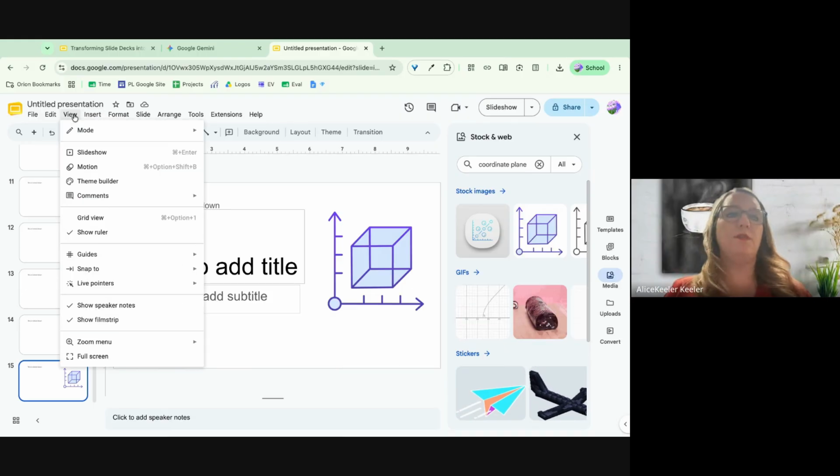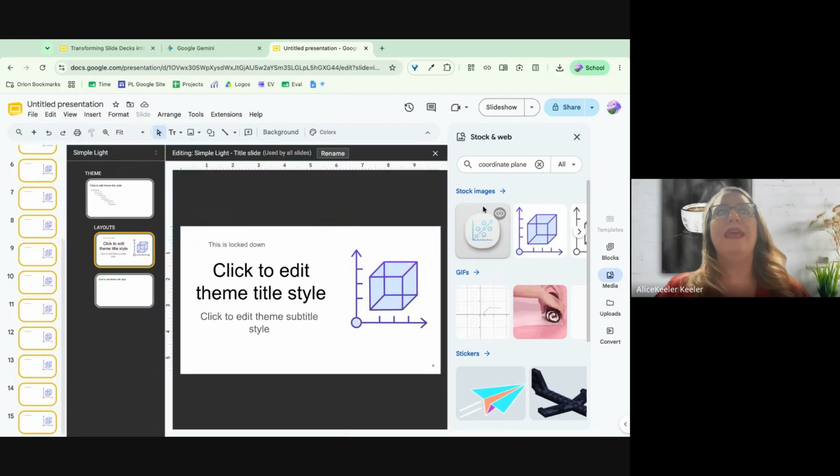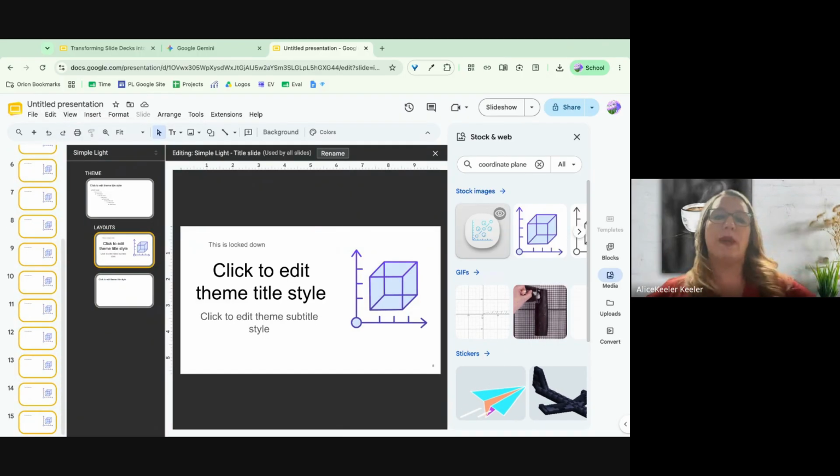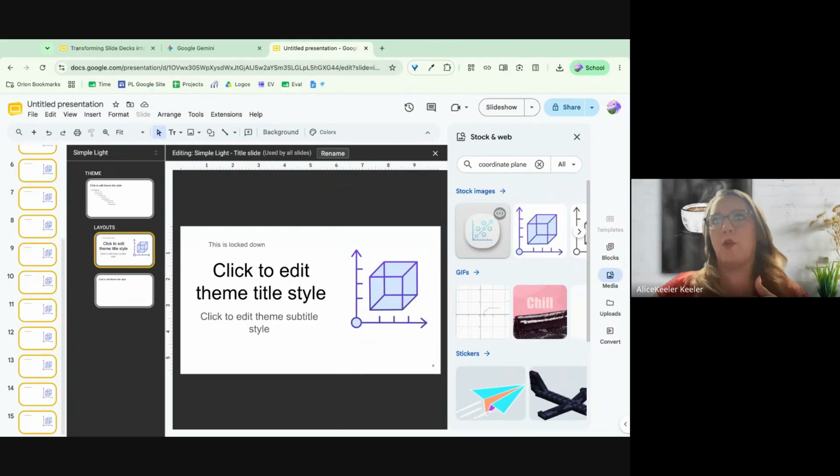I'm going to go back to the view menu. I'm going to go back to theme builder. As I think about how I'm structuring my lesson, it's not just the content I put in it, but it's the brain breaks that I'm going to set in there.